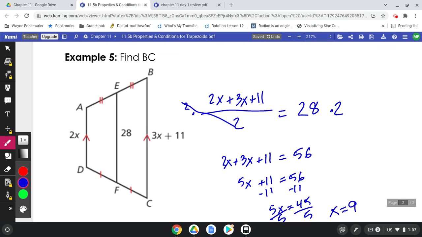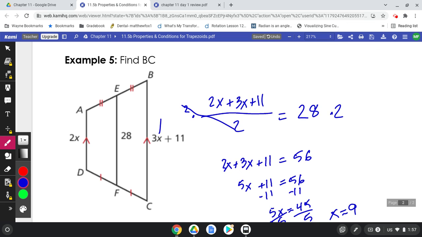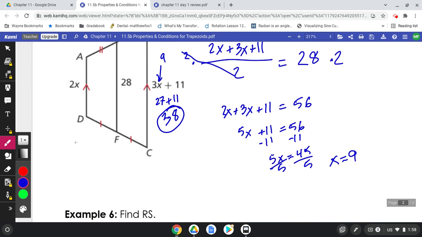Now it asks us what BC is. We need to plug that in. 9 times 3 is 27. Plus 11. 38. Now the difference here from 38 to 28 is 10, so that's minus 10. If we'd subtract 10 again, we'd have 18, which makes sense. 2 times 9 is 18.